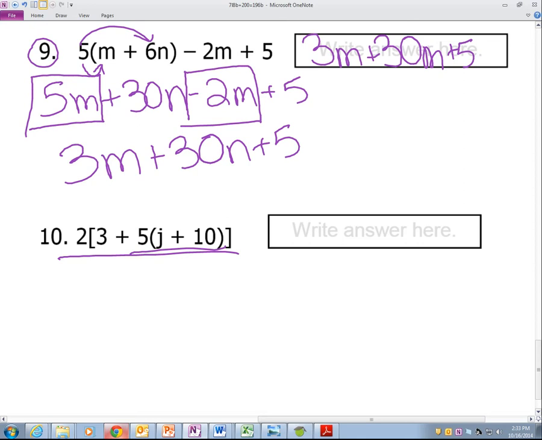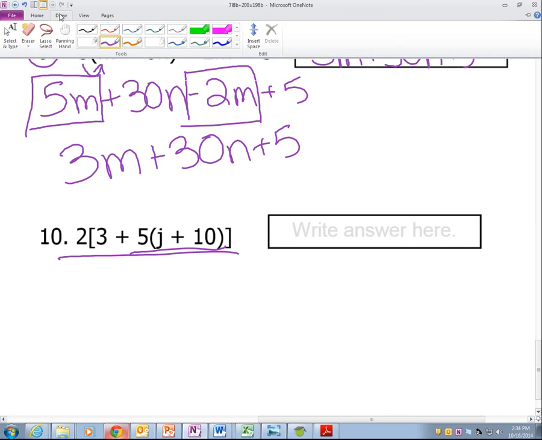Okay, yes, ma'am? Is it cool if my square 5 is my 5 square 3? So you had 5m plus 50m. No, there's no 5m. Nope, because this here, 5.